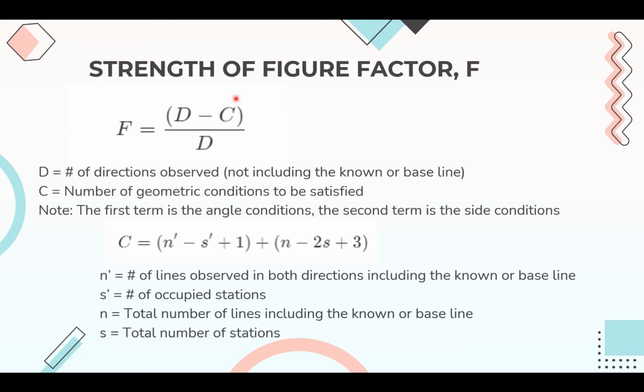And for C, guys, we cannot see it in our figure. Our D, actually, later we will see that it can just be counted when we look at our figure. But our C cannot be counted, we have to solve for it, and this is how we solve for C.